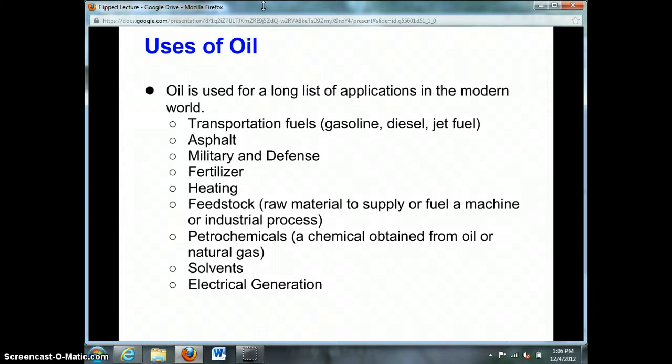That's Aiza, it's me. Oil is used for a long list of applications in the modern world and in America. It's used for transportation fuels, which are basically gasoline, diesel, and jet fuel. It's used for military defense, fertilizer, heating, feedstock, which is raw material to supply or fuel a machine or industrial process. It's used for petrochemicals, solvents, and electrical generation.